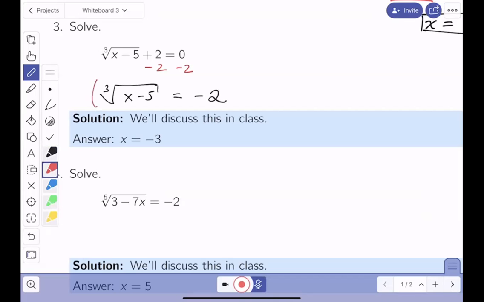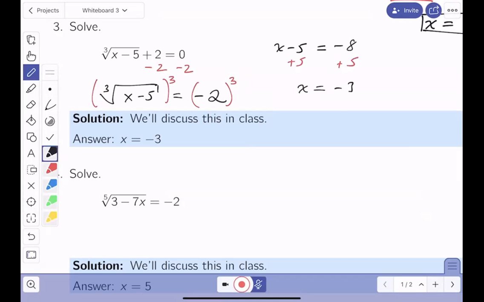What I'm going to do now, the radical's now isolated, I'm going to raise both sides to the radical's index. And what is the index? It's 3. So both sides are being raised to 3. And it's pretty simple. You get x minus 5, and minus 2 cubed would be minus 8. Now I'm going to add 5 to both sides. And what do you get? You get x equals minus 3.